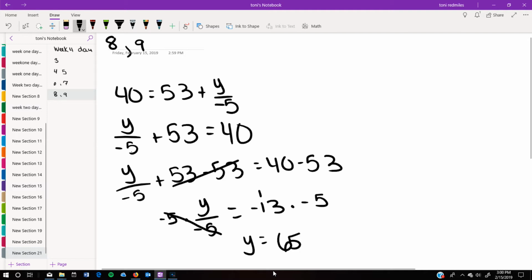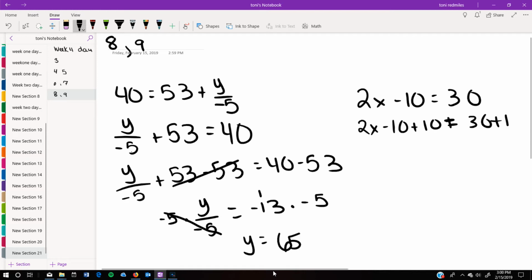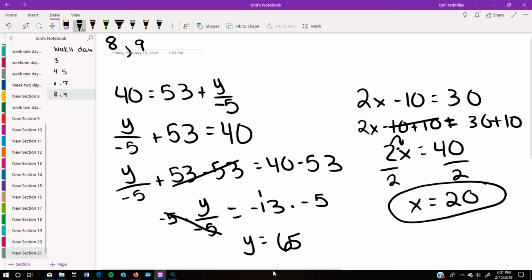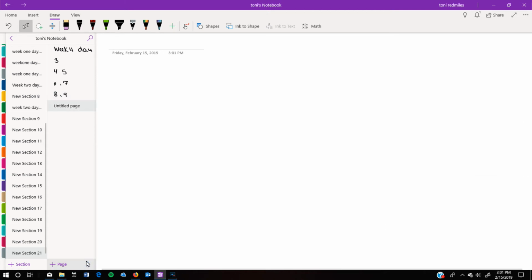All right, let's do another one. The 10 is being subtracted, so to undo it, I need to add it to both sides. That goes to a big fat 0, and 30 plus 10 is 40. All right, the 2 is being multiplied to the x, so to undo it, I must divide it, and x is going to give me 20. And of course, you can always check. I'm not doing the checks in this video. We did it in the last set, but you can be checking these to make sure your answer is right.